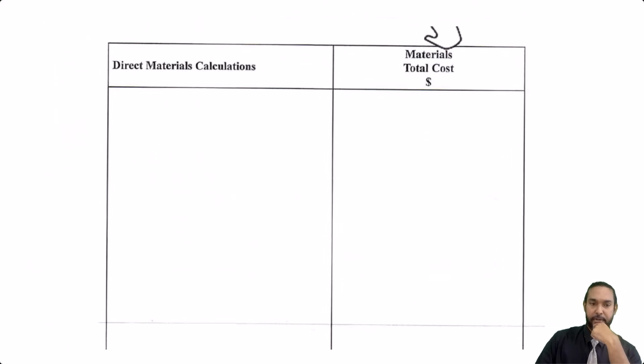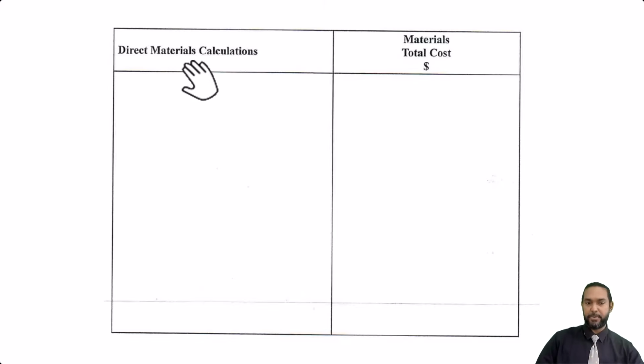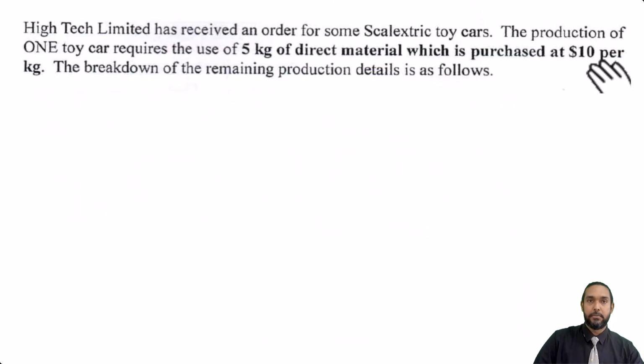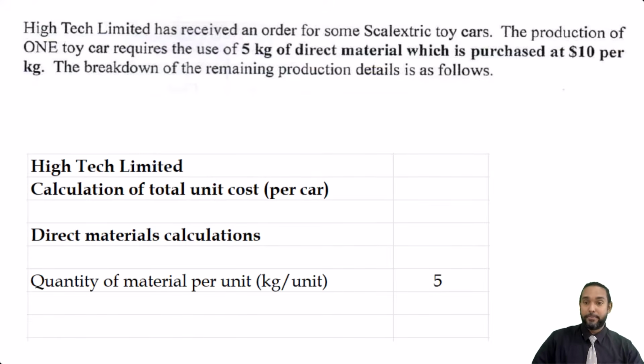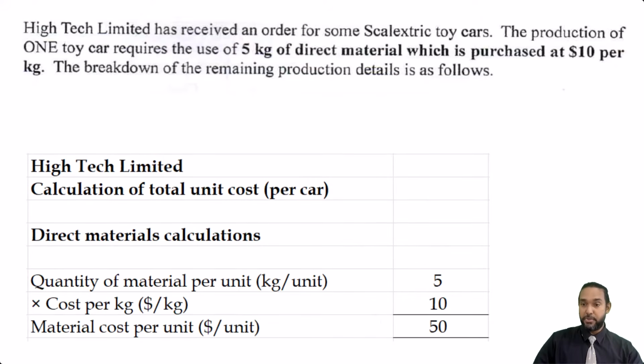So let's take a look here, right? First table here says direct materials calculations, material costs. Now, why did they give you a whole table to just do 5 by 10? They want to know how much material per car. They just told us here in bold, right? One toy car uses 5 kilograms of material, which is purchased at a cost of $10 per kilogram. Okay, so quantity is 5, by cost is 10, so the materials cost per unit is 50. I don't know if they wanted to write it in big letters or big numbers. I don't know. But let's go ahead.